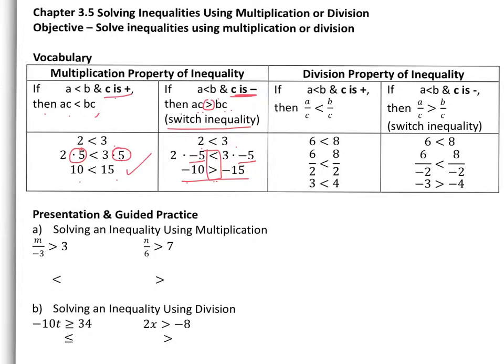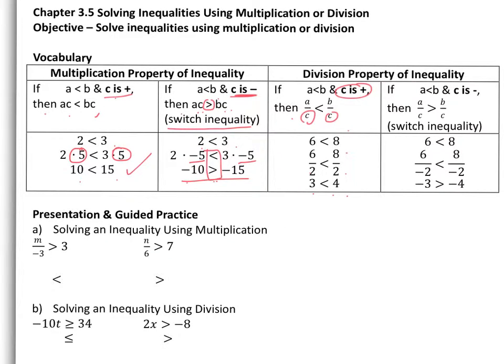Division property of inequality. If A is less than B and C is positive, then if you divide C to both sides of the inequality, the statement will still be true. For example, 6 less than 8. If we divide 2 to both sides, you would get 3 less than 4 at the end, and it will still be true.